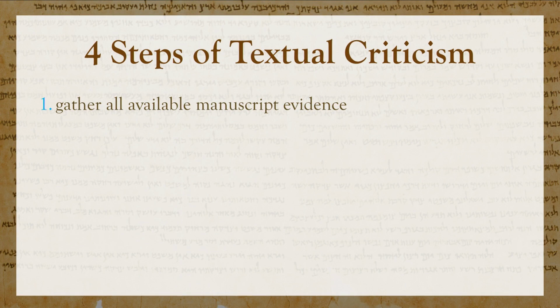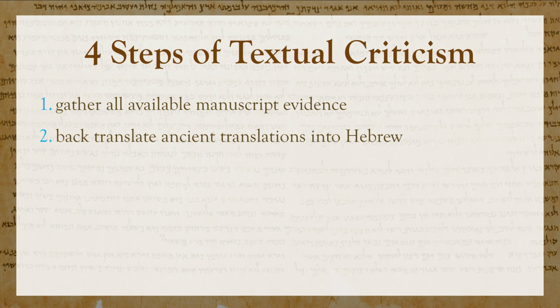There are 4 steps to textual criticism. The first is to gather all available manuscript evidence. The second is to back translate ancient translations into Hebrew. So you're comparing apples to apples. So if you have a Septuagint reading, which is Greek, you want to back translate that into Hebrew. Same thing with the Syriac or the Latin or the Aramaic.